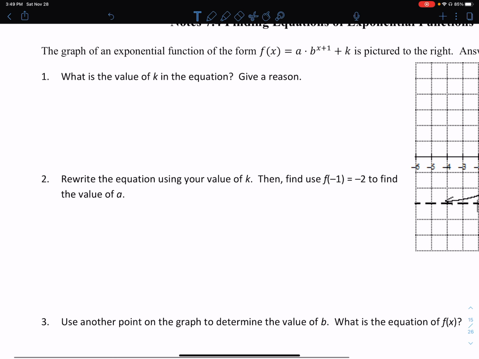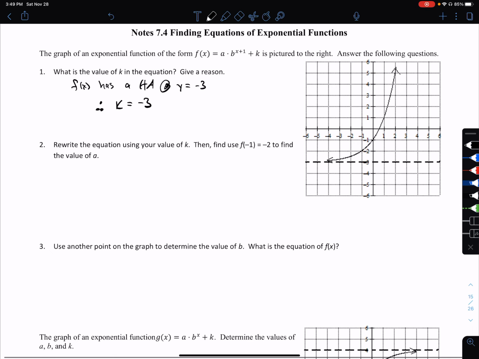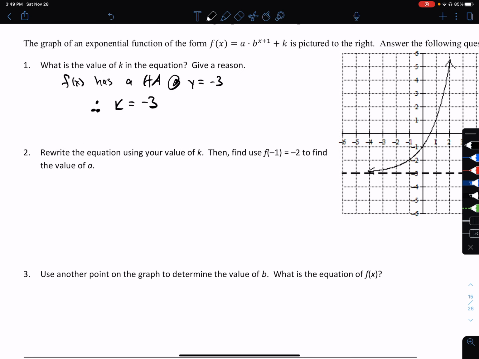We're supposed to give a reason for our answer. I like to give the reason first. F of x has a horizontal asymptote at y equals -3. Therefore, the constant k is -3. Rewrite the equation using your value of k. So let's do that first. So f of x equals a times b to the x plus 1 minus 3.